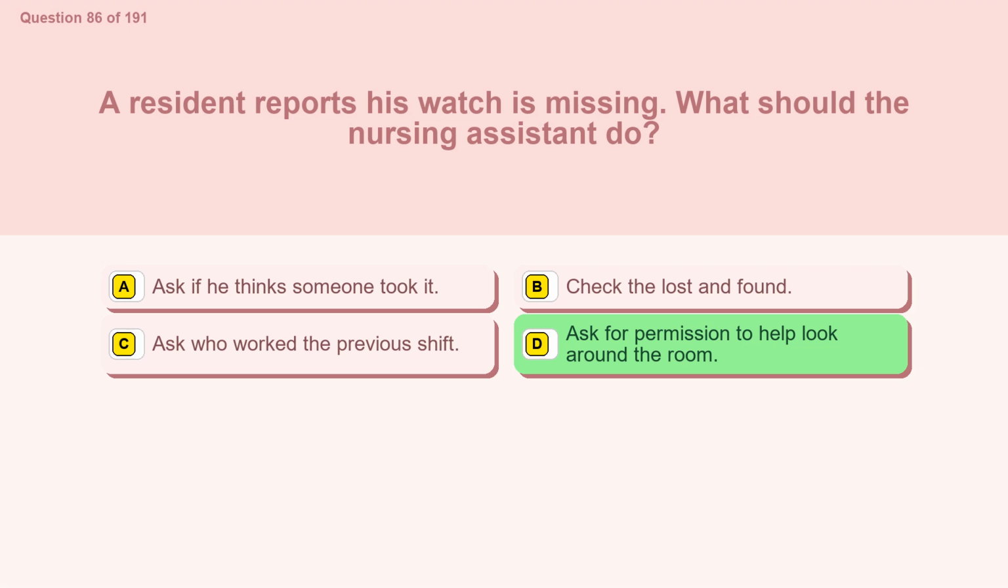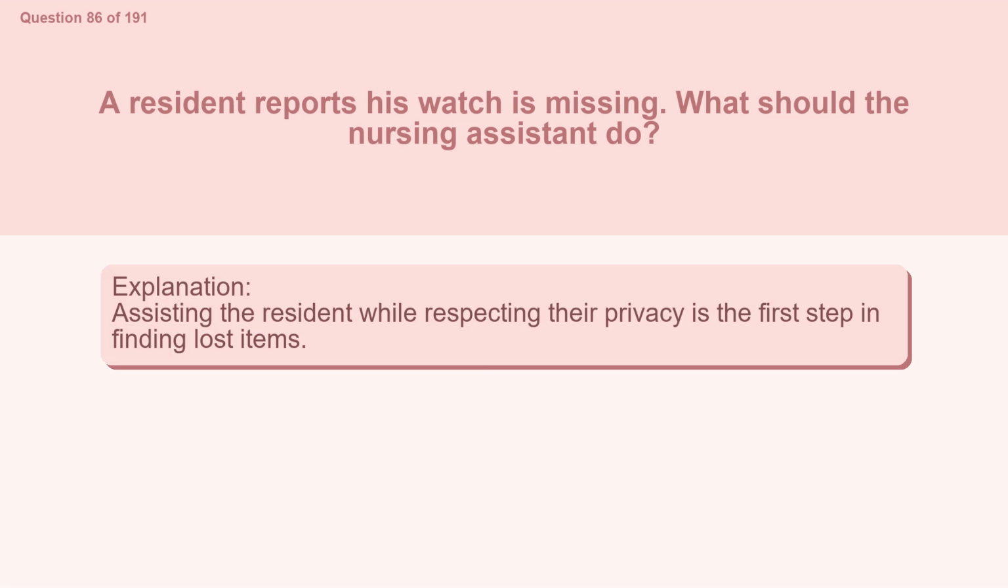The correct answer is option D. Ask for permission to help look around the room. Assisting the resident while respecting their privacy is the first step in finding lost items.